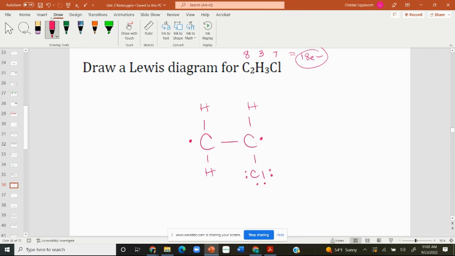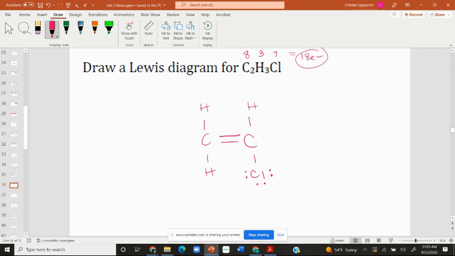So I'm going to drag this electron over to here. I'm going to drag this electron over here, and I'm going to form a double bond. And there's my double bond. Now, if I do an inventory, hydrogen's good, hydrogen's good, hydrogen's good. Carbon has 2, 4, 6, 8. This guy has 2, 4, 6, 8. And this guy has 8. So everything's happy. We're done.